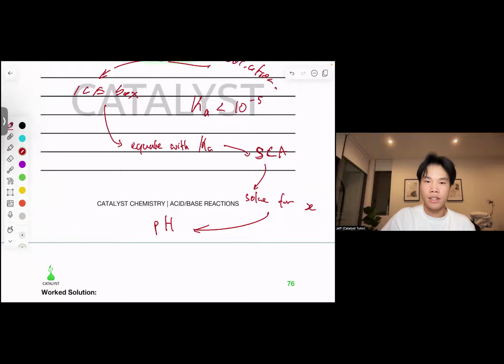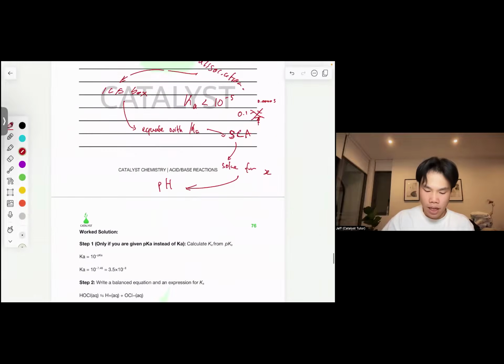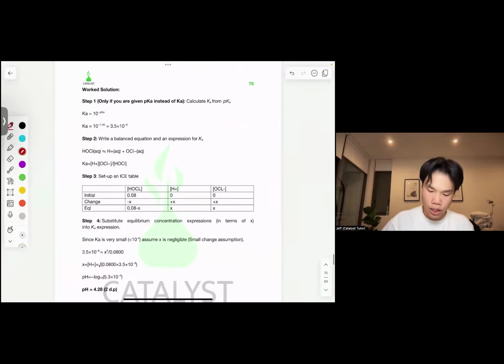If your Ka is less than 10 to the negative 5, any change in concentration, say 0.1 minus X, this X would be so small compared to the 0.1, it would be like 0.00005, for example. That X is so insignificant that you're able to say, this X wouldn't change my calculation, and you can cancel it out. And that might look something like this. So this is the solution to that question.